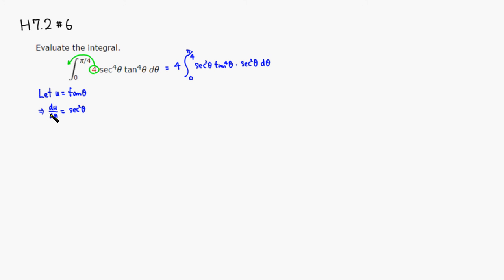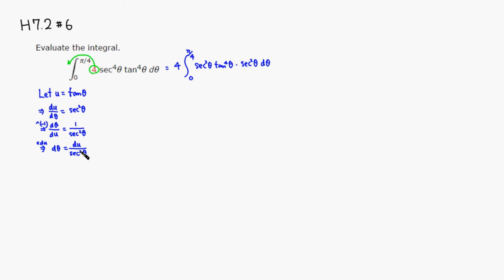Then we can take the reciprocal of both sides, and we have d theta over du, which is equal to 1 over secant squared of theta. Then multiply through by du as usual. Then you have d theta is equivalent to du over secant squared of theta.